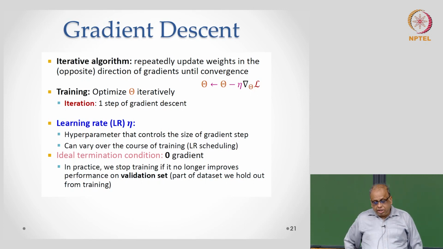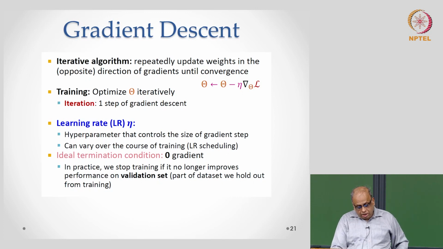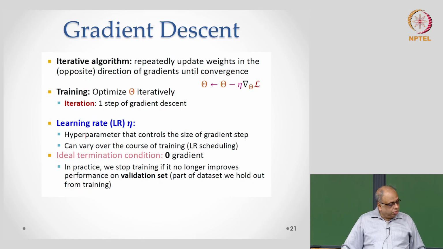So the ideal termination condition would be zero gradient. So we will stop training if we can reach the point of zero gradient. Okay, so after you do the training, it won't improve the performance anymore.